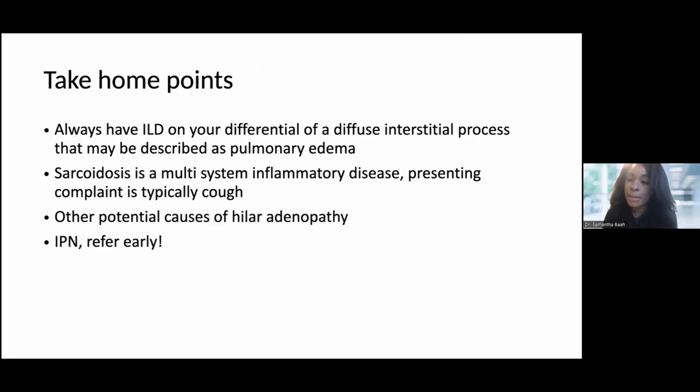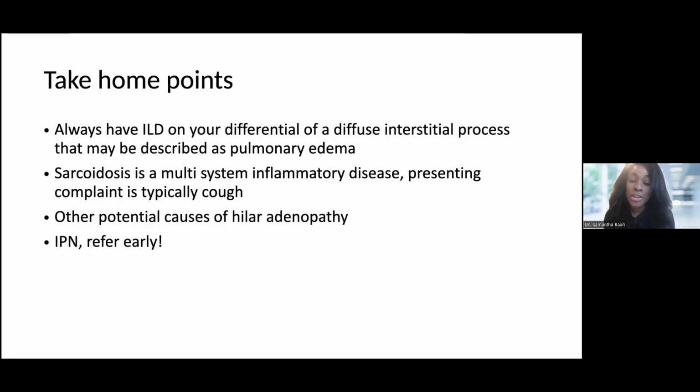So, take home points for this talk. Always have interstitial lung disease on your differential for any patient who has a diffuse interstitial process on imaging studies. Sometimes it's described as just pulmonary edema, but if patients are not getting better with diuretics, you want to make sure that you explore that as a possible etiology of their symptoms. Sarcoidosis is a multi-system inflammatory disease, and most times patients just present with a chronic cough.